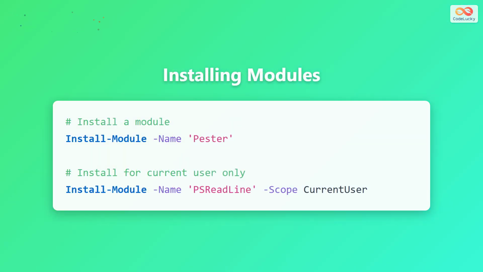Once you've found a module you want, installing it is simple. Use the install-module cmdlet followed by the -Name parameter and the module name in quotes. For example, install-module -Name Pester will download and install the Pester module. By default, modules install for all users on the system, which requires administrator privileges. If you want to install a module just for yourself without admin rights, add the -Scope parameter set to CurrentUser. This installs the module only in your user profile directory.